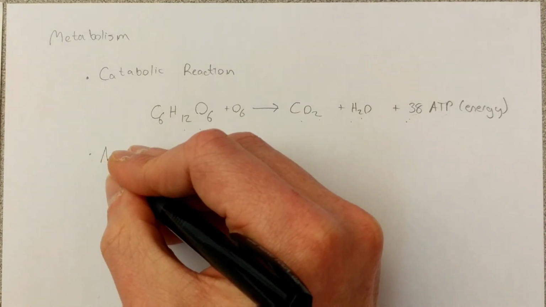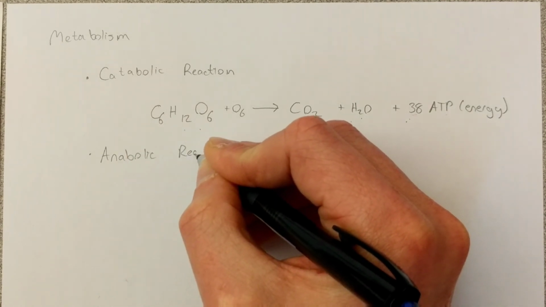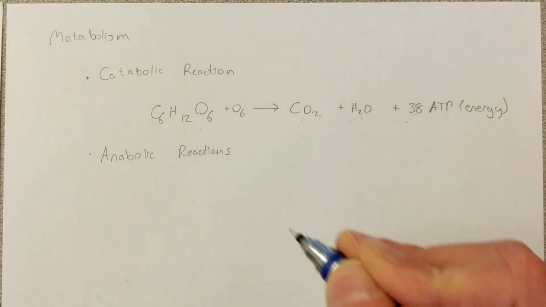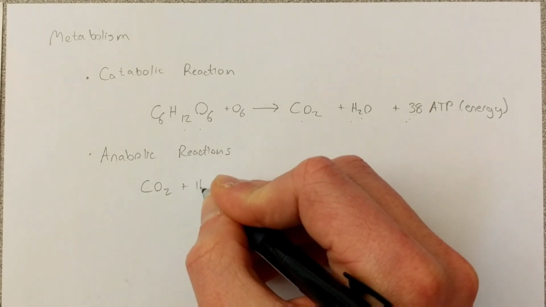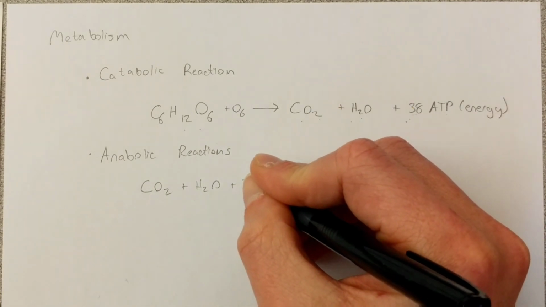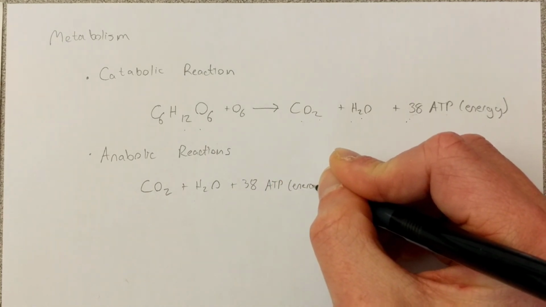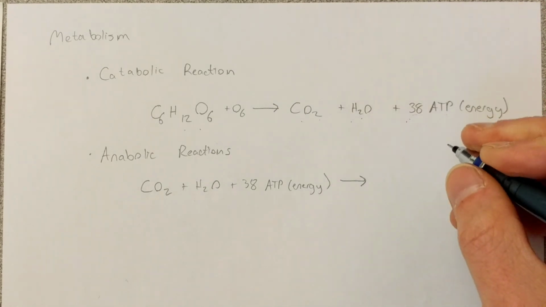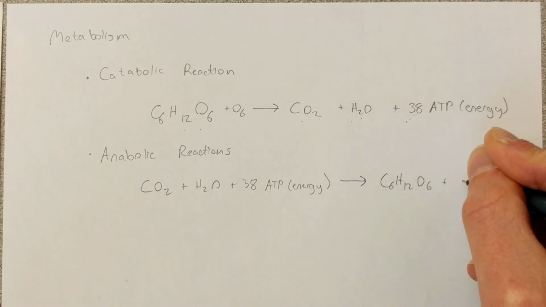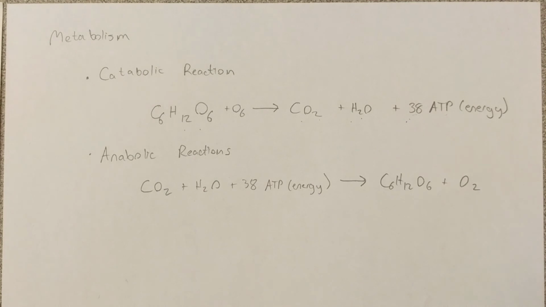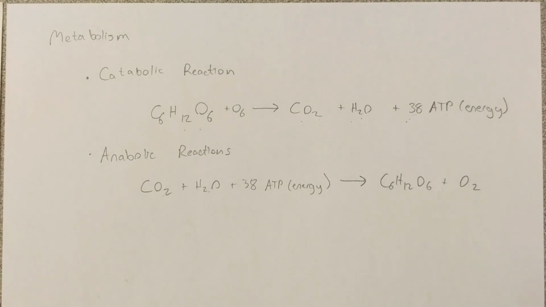Now, anabolic reactions are the exact opposite. These reactions happen within organisms, and they take smaller segments, smaller molecules, and they use energy, again, in the form of ATP, and they create larger molecules like our sugar. This is an endothermic reaction. We're taking smaller molecules and we're creating a larger molecule. That's anabolic.